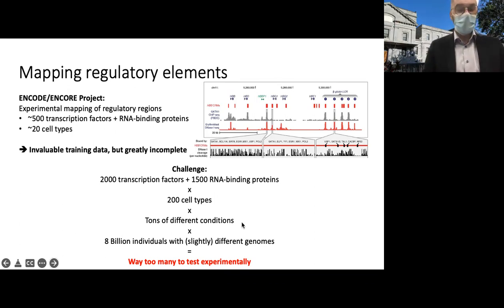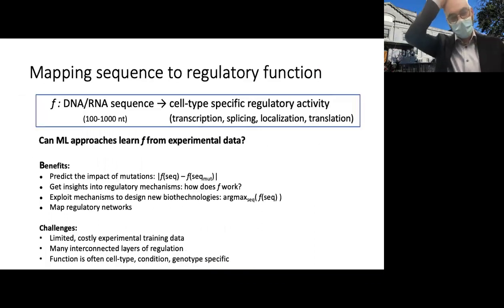Our cells can be under different conditions. You might be infected by COVID, and maybe that changes the way in which gene regulation is happening. And in reality, each of our genomes is different. So in principle, we might want to perform this mapping exercise one individual at a time. Multiply all of these things, and this becomes entirely impractical to do experimentally.